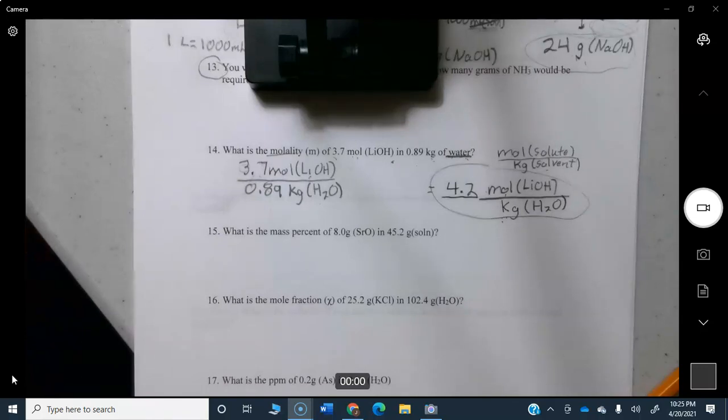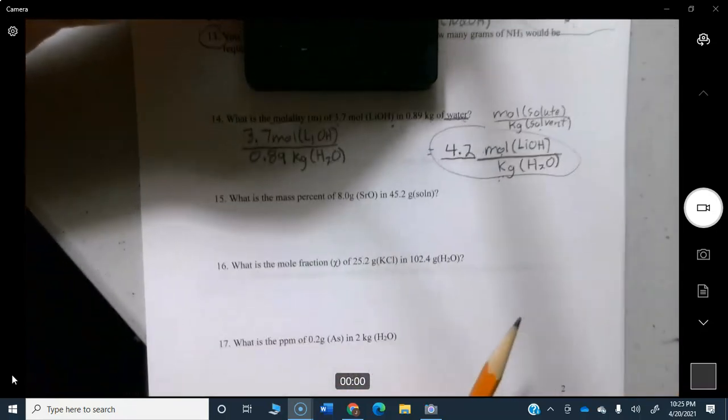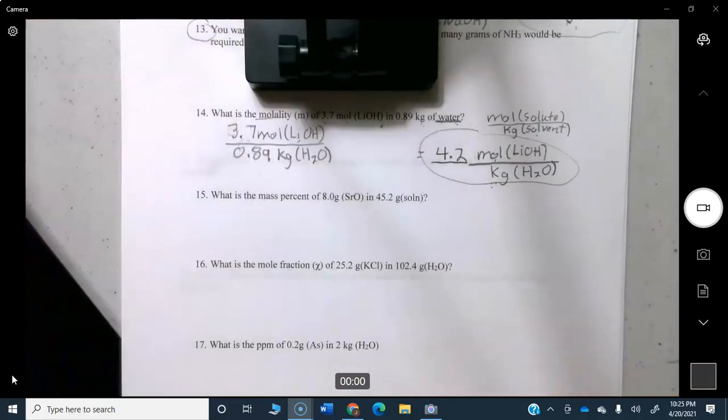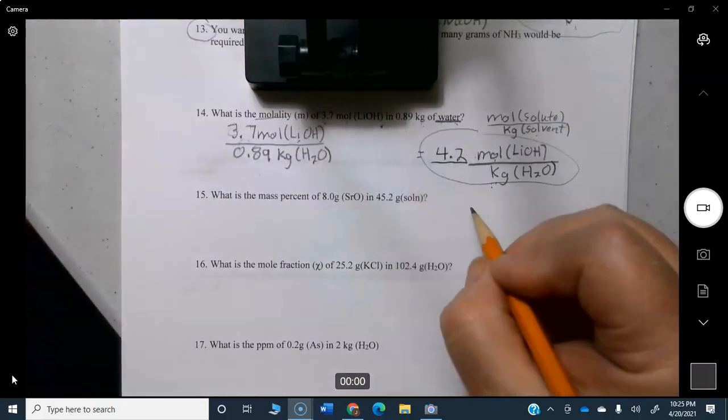Otherwise, you're not going to get any better at it. And the next thing you know, you're doing some really hard problems where you have to do this stuff and you're not good at it. Do it. Okay, so mass percent, let's just write over here what it is.